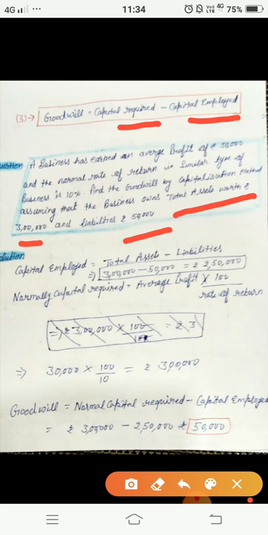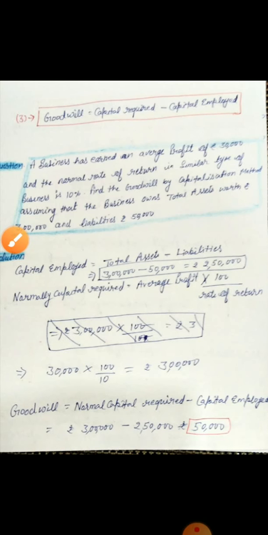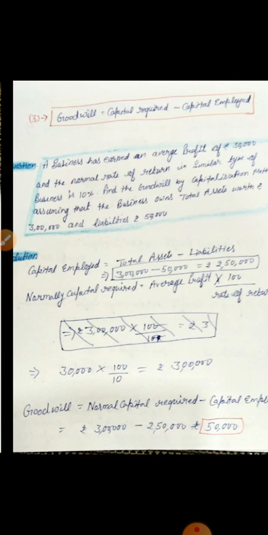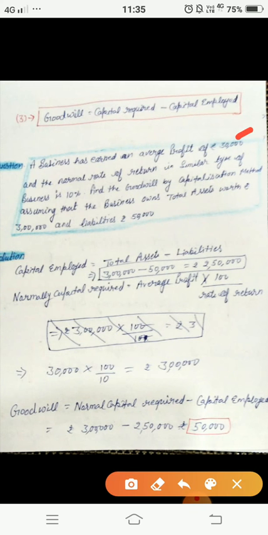Okay, see. First of all, we will have to capitalize our average profit, and no need to calculate the average profit now because it is already given in the question, 30,000. Okay, so capital employed is equal to total assets minus liabilities. This is the actual capital employed that is invested in our business. Total assets are rupees 3 lakh minus liabilities that are given, 50,000. So the capital invested in our business is rupees 2 lakh 50,000.